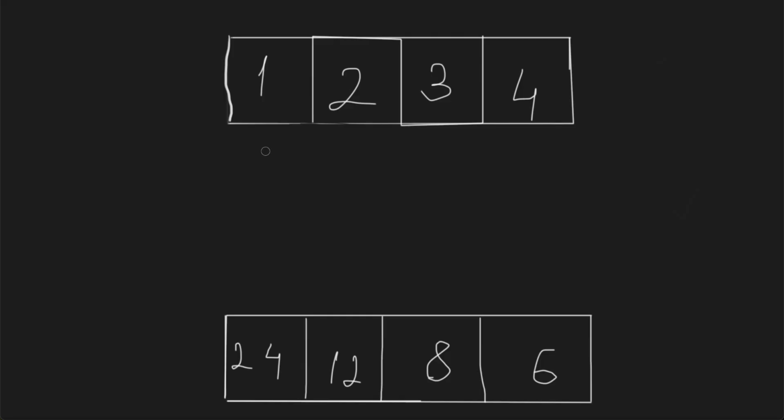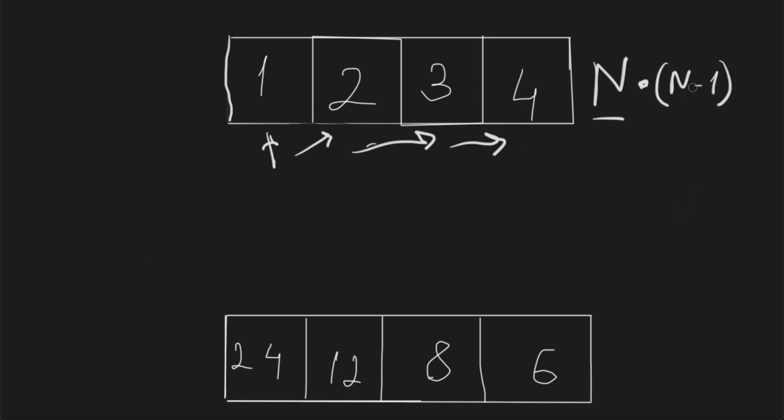The obvious brute force solution that comes to mind is to traverse each number in the list and multiply all of the numbers except itself. For this we need to traverse n elements and find multiplications of all n minus 1 elements, which will give us n quadratic time complexity.